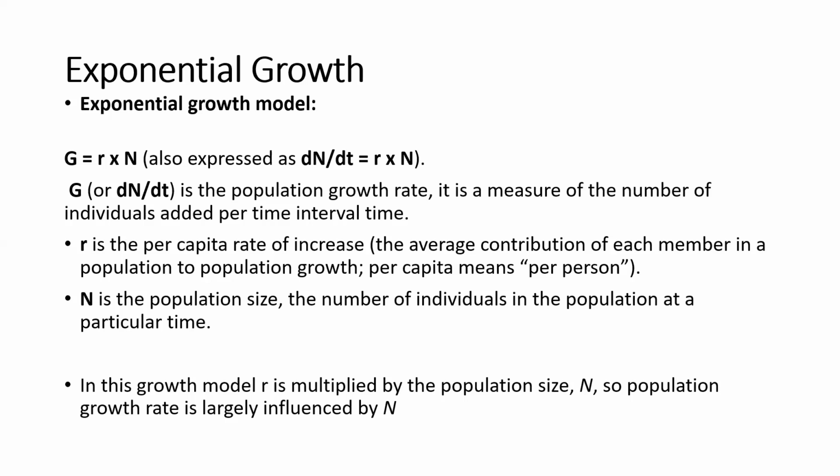The R is the per capita rate of increase. That's the average contribution of each member in the population to population growth. Per capita means per person. And N is the population size, which is the number of individuals in the population at a particular time.